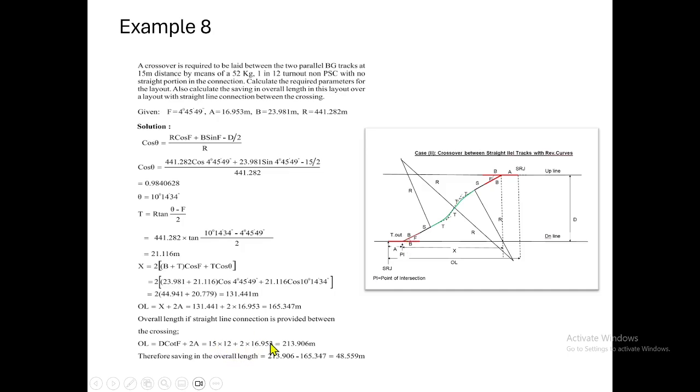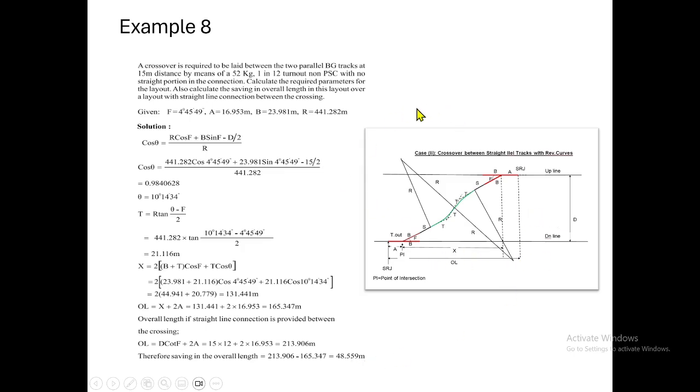15 into 12 plus 2 times of EA. EA value they are given; the standard measurement is 16.953. So summing up, you are getting 213.906. So in case of straight connection, 213.906 will be our overall length, but in case of reverse curve, 165.347 will be our overall length. So the savings, how much? 213.906 minus 165.347, we are getting around 48.559 meter savings overall.